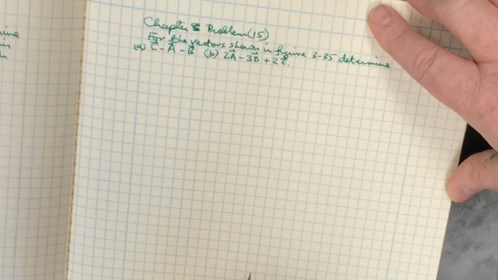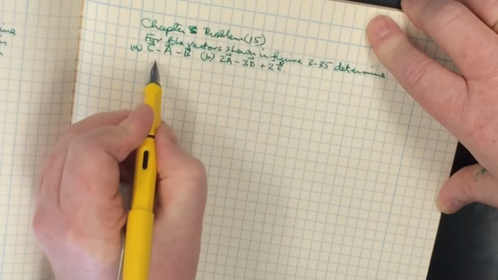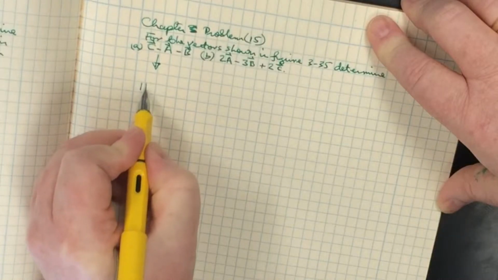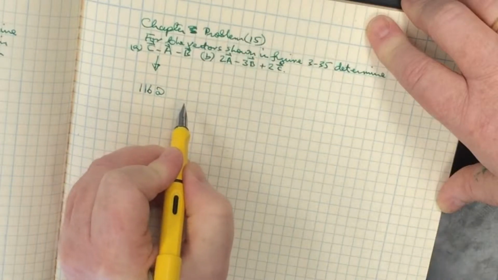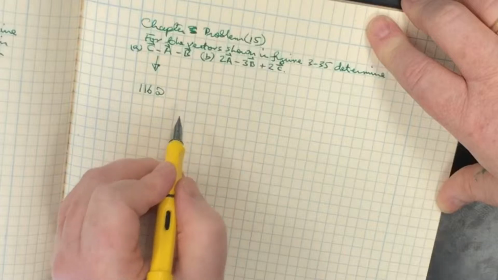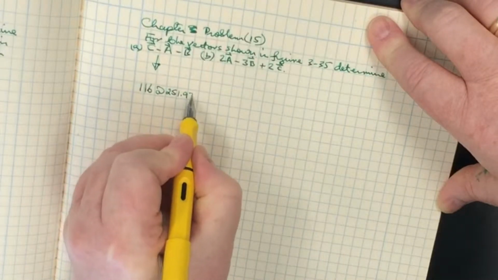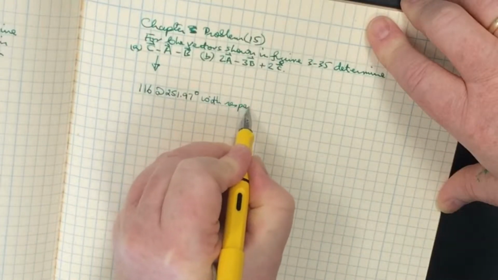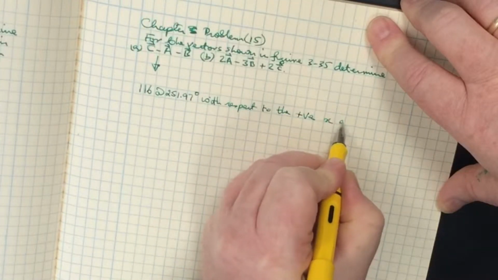Assuming it's with respect to the positive x-axis, I'm going to add 180 to that. And so the answer to A is a vector which is 116 units, at 180 plus 71.97, which is 251.97 degrees with respect to the positive x-axis.